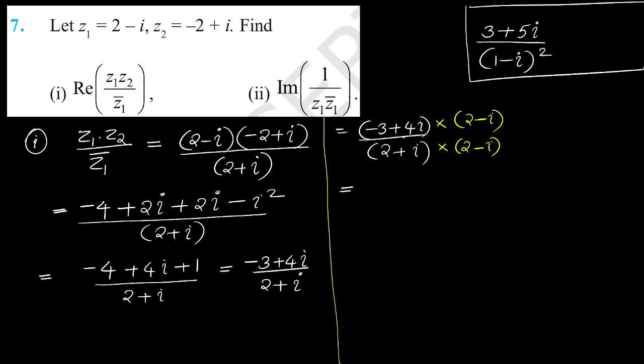Let me reduce some steps. Minus 3 into 2, minus 6. Minus 3 into minus i, plus 3i. 4i into 2, 8i. 4i into minus i, minus 4i square.